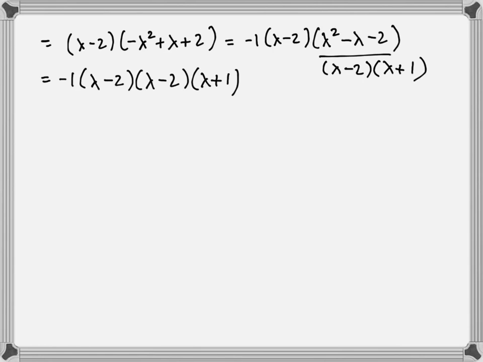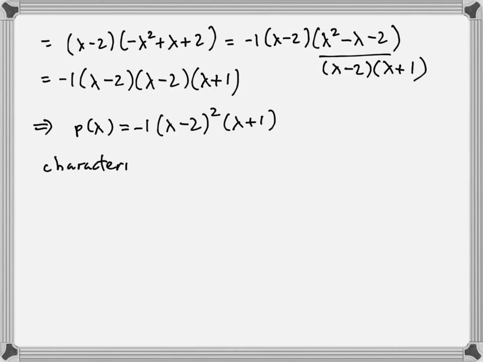So what did we just show? We just showed with all that work that P of lambda is equal to negative 1 times lambda minus 2, let me write it this way, lambda minus 2 squared times lambda plus 1. And so what is the characteristic equation? Because what I have here is the characteristic polynomial. It's just a polynomial.